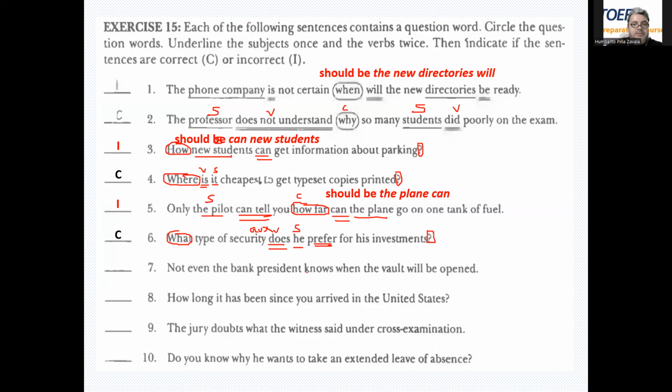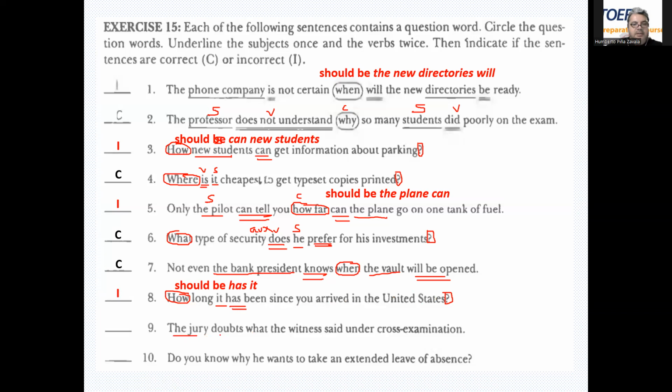Not even the bank president knows when the vault will be open. So this is okay. How long it has been since you arrived in the United States? That is a question. So it should be, how long has it been? How long has it been since you arrived in the United States?